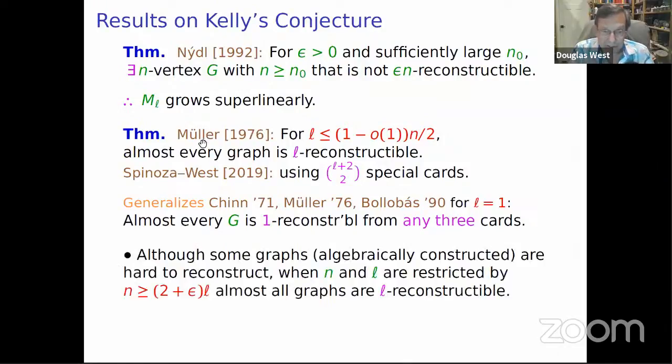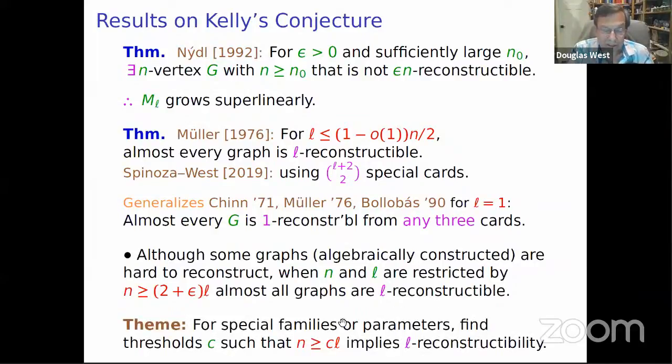So I will tell you some about how to do this, but what does it mean in terms of these thresholds? Well, some graphs that Euler constructed algebraically are hard to reconstruct, but when n is restricted to growing at least twice L, then almost all graphs will be L reconstructible. Okay. So how do we go about doing this?